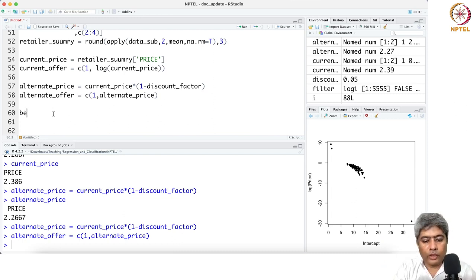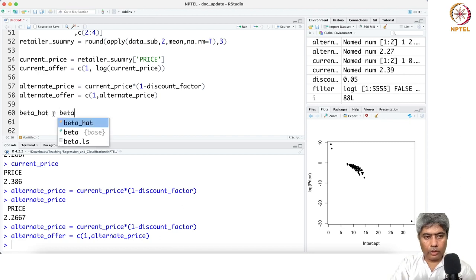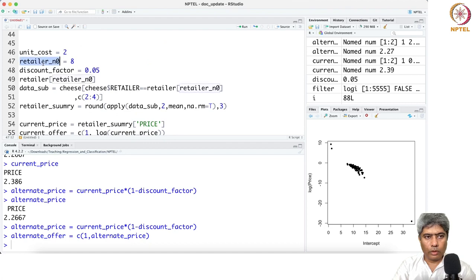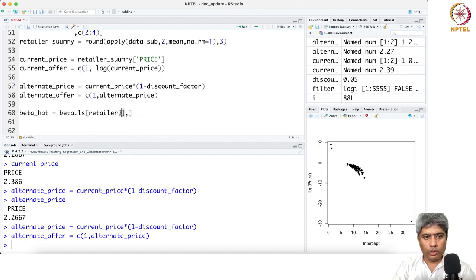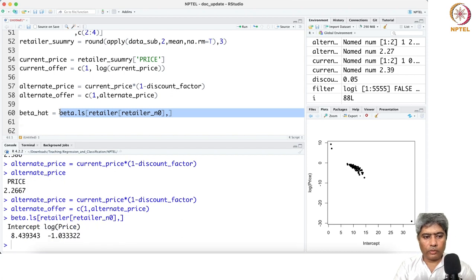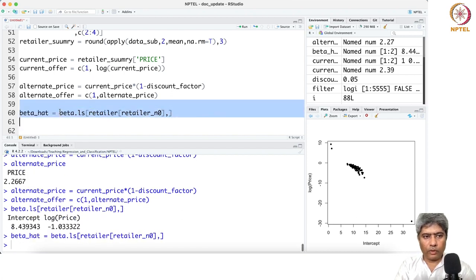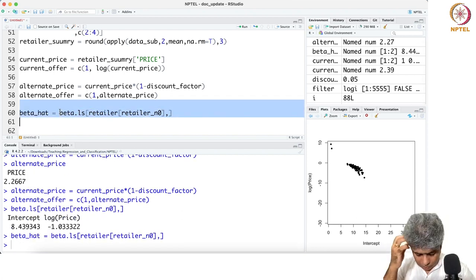So the first thing now I have to do is beta hat equal to beta dot ls, retailer equal to retailer number. So this is my coefficient for this particular retailer.